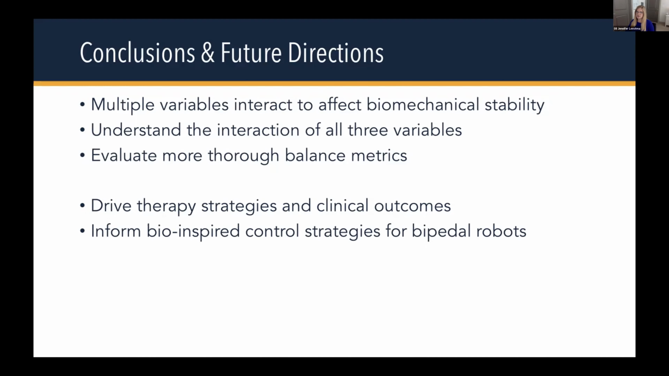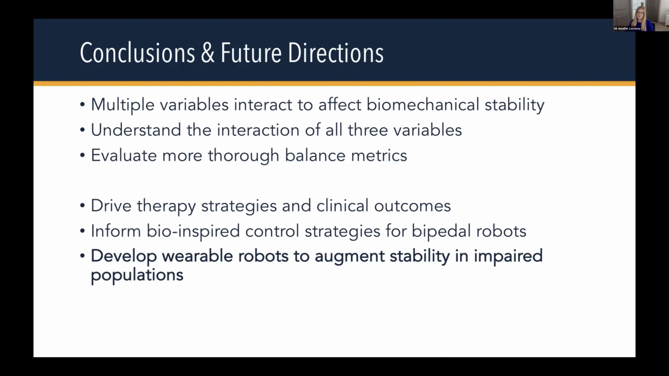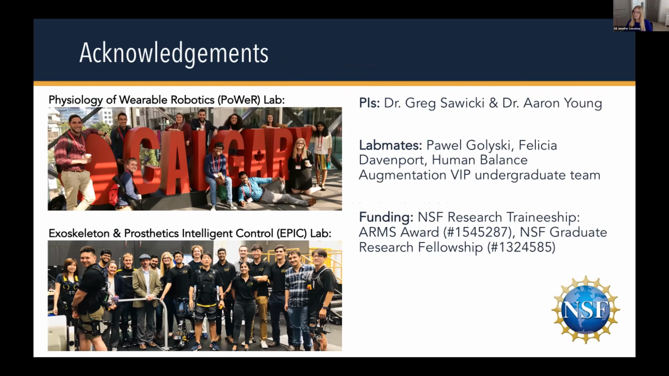My specific direction for the remainder of my PhD is going to be developing wearable robots to augment stability in impaired populations. I'd like to thank my lab, my PIs, and my funding sources, and I'd be happy to take any questions.